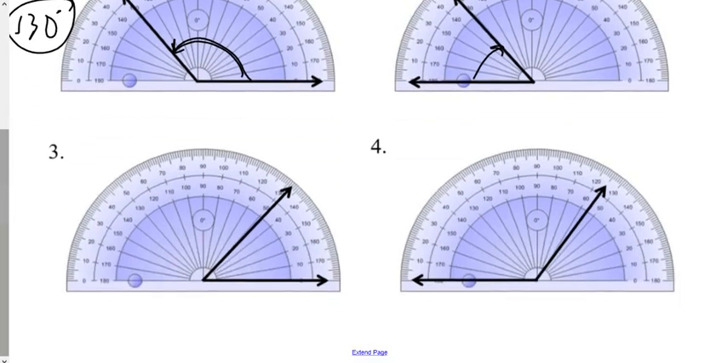Number 3, again, acute little angle. So it's not quite to 50. It actually looks 2 ticks short, so that's going to be 48 degrees. And number 4, well, that's clearly obtuse. Big angle going past 90, and that looks like it's hitting at 125.